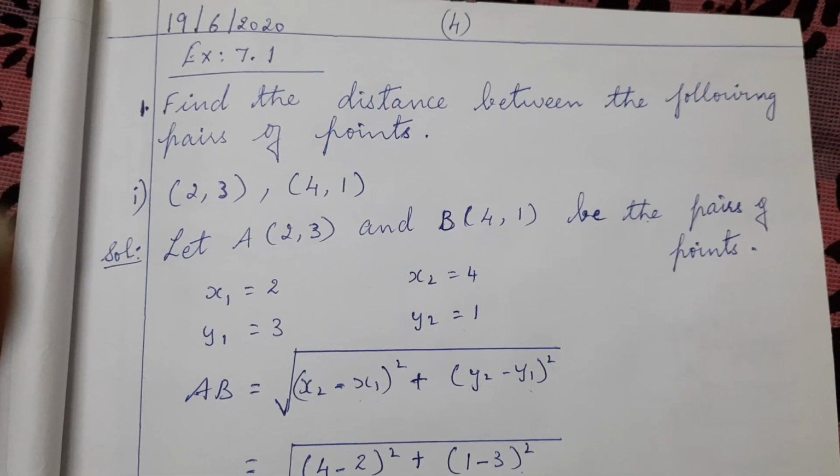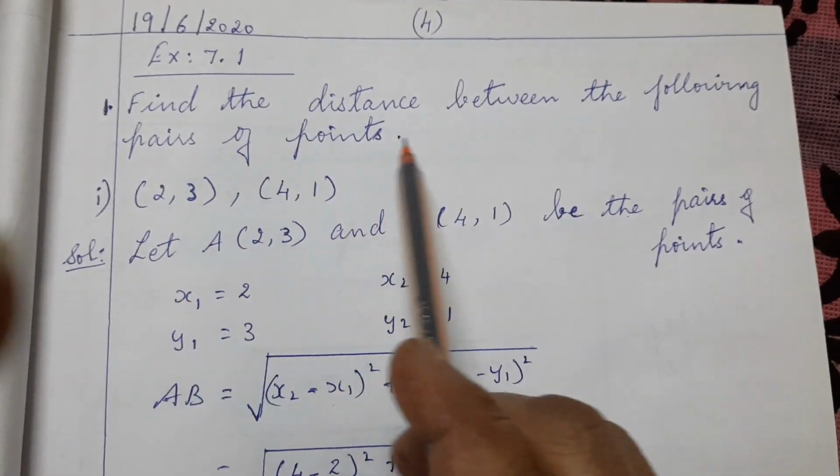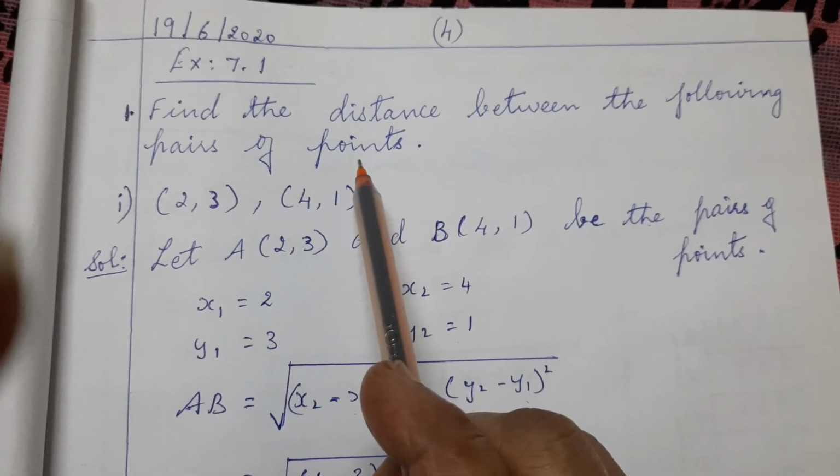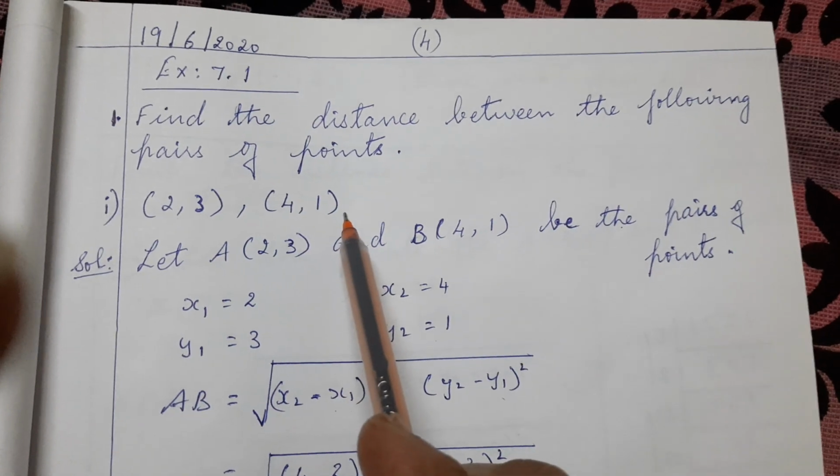Good morning, children. Let us move on to exercise 7.1. Find the distance between the following pairs of points. Question number 1, 2, 3 and 4, 1.